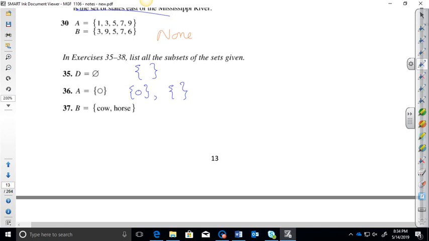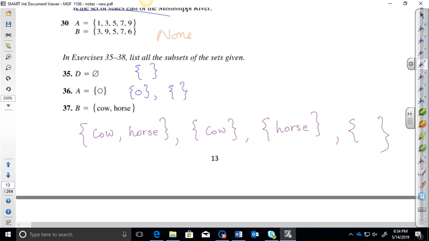Tell me the subsets of cow, horse. Let me start with the same set. Then you can do it individually, right? Cow, and then another one, horse. Yes, they are all subsets. The order doesn't matter. You can write in any order. And the last one is empty. The set itself, or cow, or just horse, or empty. There are 4 of them. 2 to the power 2 is 4.